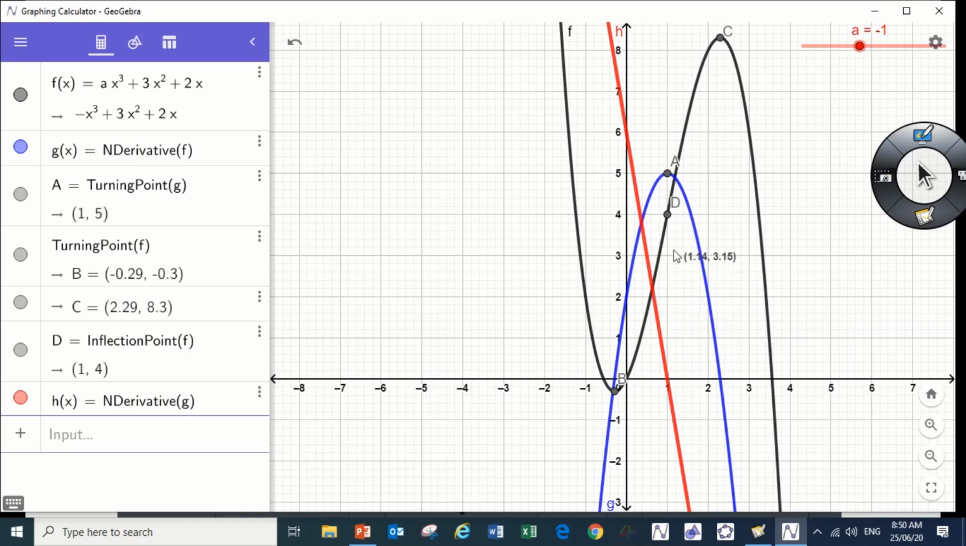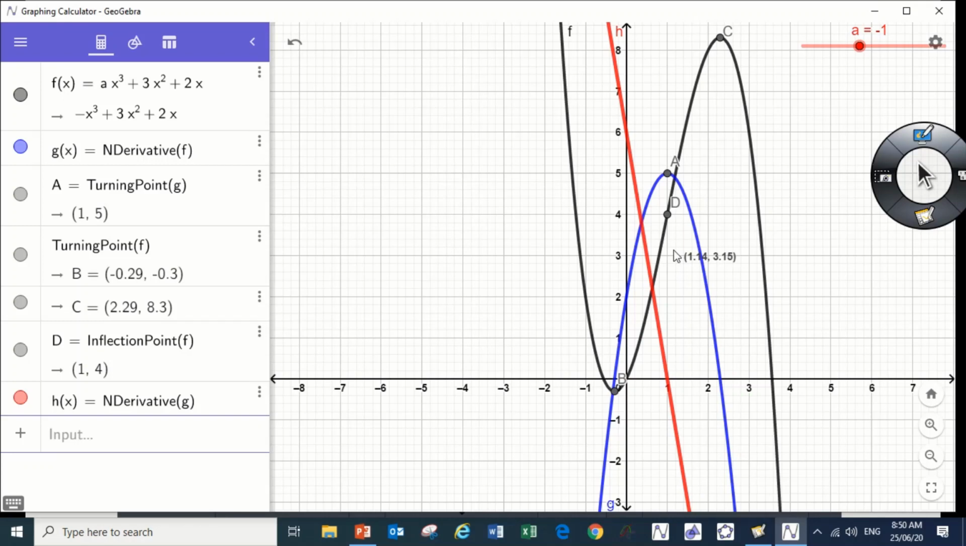Right, I want you to be aware that for this graph here, when a is -1, the point of inflection has changed. It's now at x equal to 1 and y equal to 4, which is this point here. I hope you can see that. Now, what do you notice in terms of the three graphs? Do you see something which is common here?